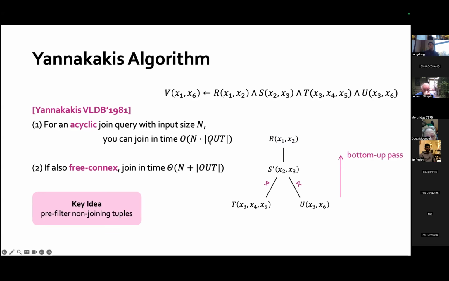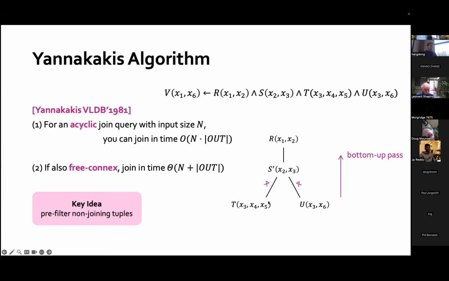So what is Yannakakis algorithm doing? The key idea is very simple. It says instead of directly joining these tables or figuring out the join order of them, pre-filter them, because there could be a lot of tuples that do not participate in the join. In particular, Yannakakis uses semi-join as an operation to do pre-filtering. So if I'm semi-joining S with T, whatever remains in S prime are the tuples that must join with T in some way.